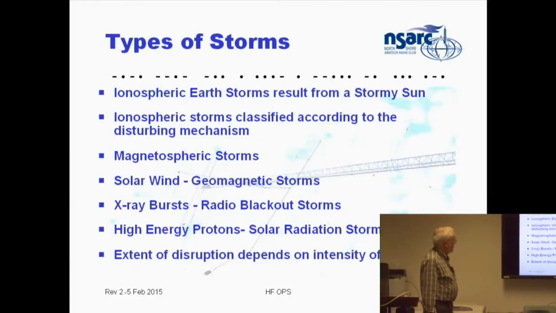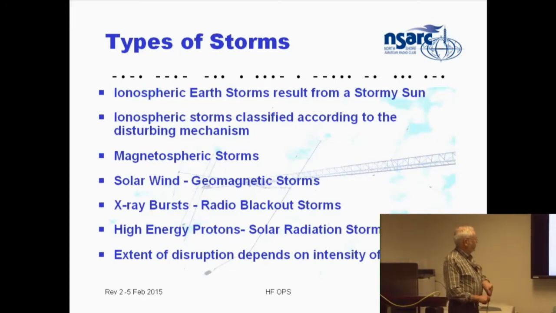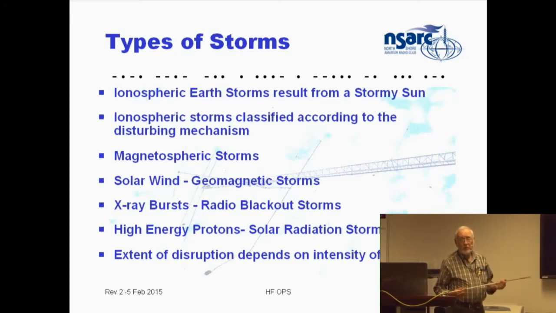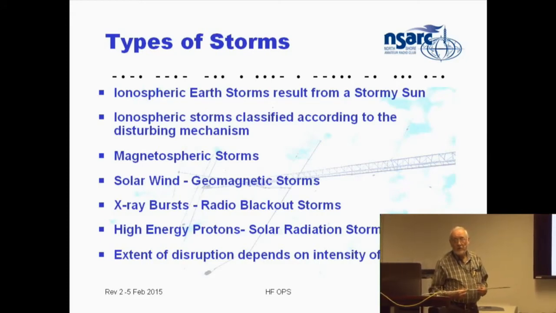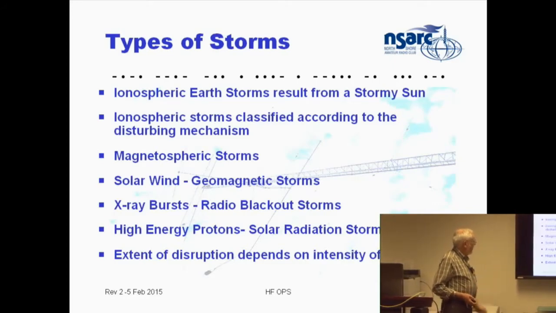Types of storms. The Earth storms result from a stormy sun. There actually are classifications of the different types of storms because they're caused by different effects emanating from the sun. We're going to look at the magnetospheric storm. We're going to look at geomagnetic storms, which are caused by the solar wind. We're going to look at X-ray bursts, which cause blackouts.